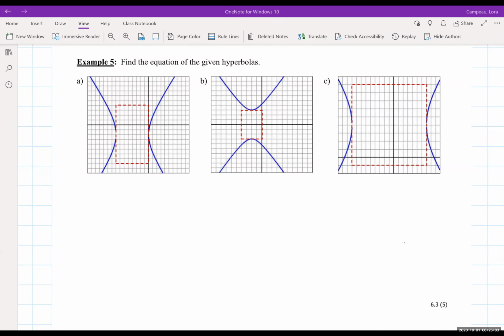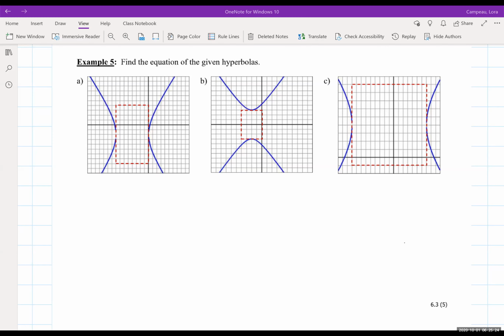We're looking at finding the equation of a hyperbola given its graph. Now, one difference from finding the equation of an ellipse is that with the hyperbola, we would have to kind of know where the center box is. Otherwise, you might not be able to figure out where your b squared term would be.